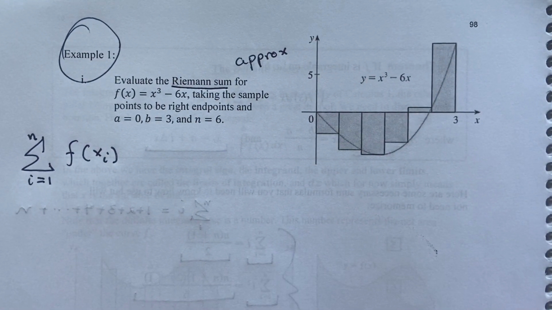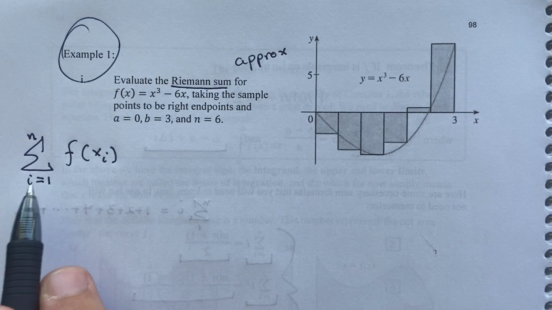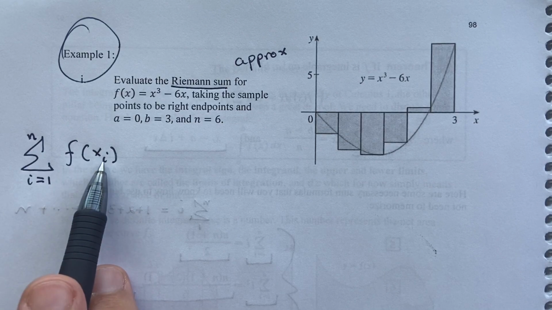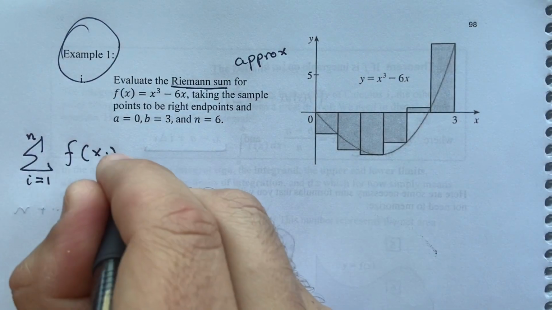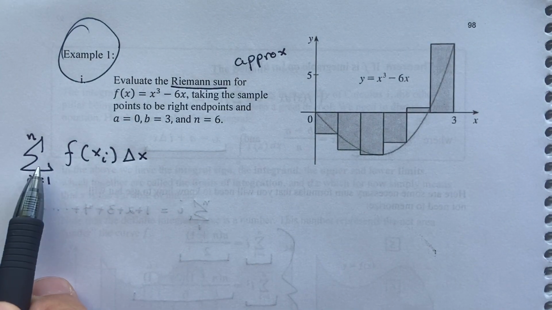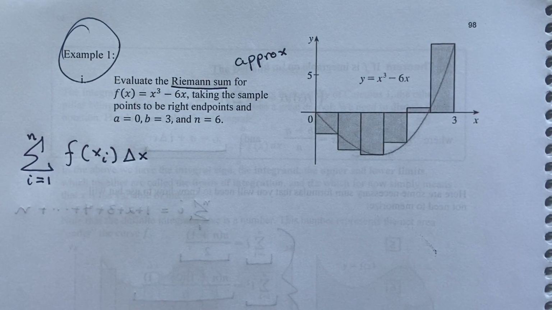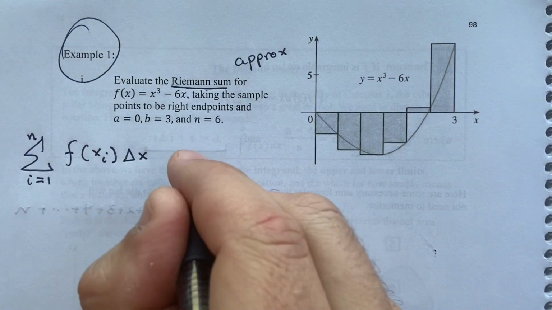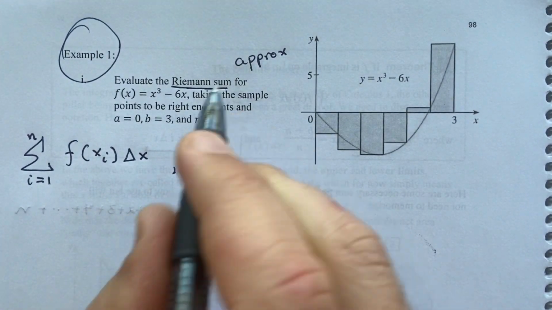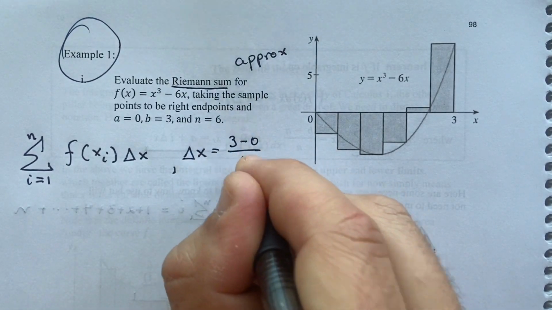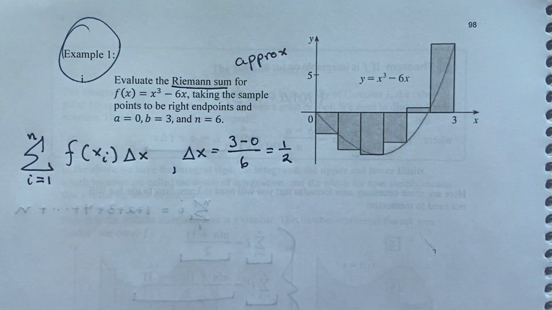Sorry about that. This is what I was writing. So I have the Riemann sum as the sum from I equals 1 to n of f of x sub I times delta x, the width of each rectangle, right? This sum just means we're adding each of those up. So defining some of the things with respect to our particular case, delta x would be 3 minus 0 over 6.